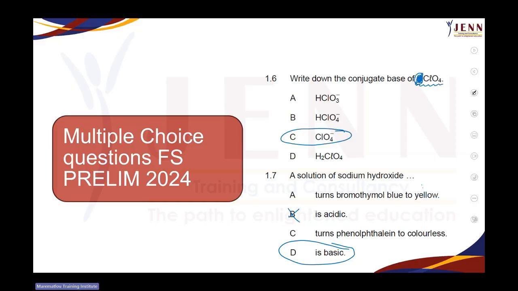Maybe you can go back and look at what color bromothymol blue would give. But I can also tell you. If we have a basic solution, bromothymol blue will turn blue, and phenolphthalein will be pink. That is what we need to know. So this was 4 marks, free stuff. Let's move on.